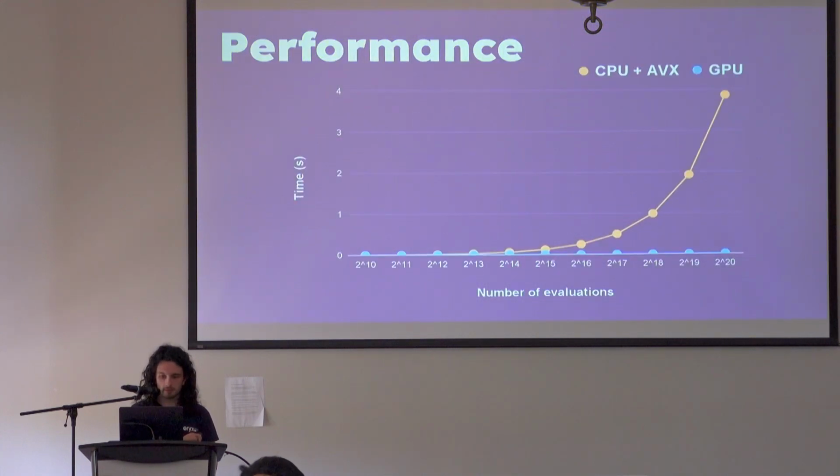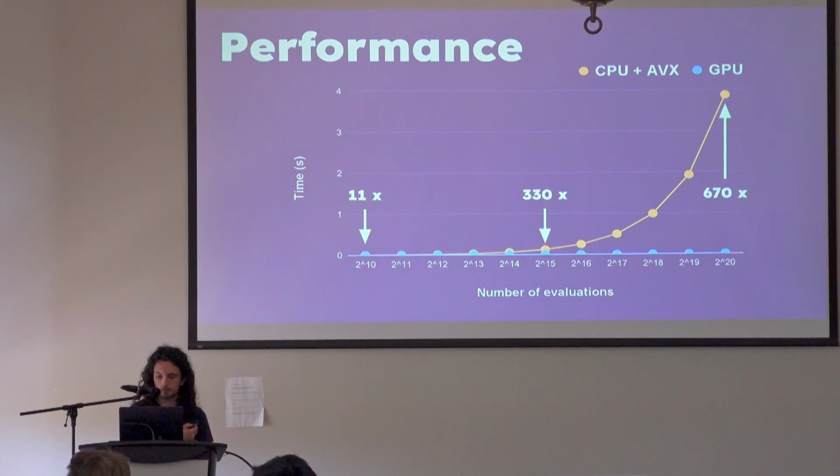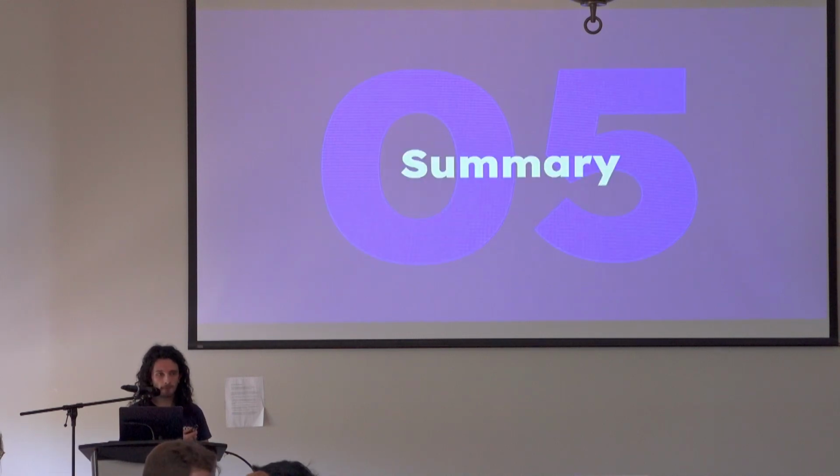So CPU and AVX, as time scales, of course, takes more and more. GPU is way faster. Here, compared to CPU, it almost seems constant. And once again, this is CPU using AVX. It's not strictly sequential. It's parallelizing using AVX instructions. So that takes a lot of work too. And AVX instructions are great, by the way. It goes from 11 times as fast to being 670 times as fast when the data size, or the number of evaluations, goes to 2 to the power of 20. So there's a big difference, right?